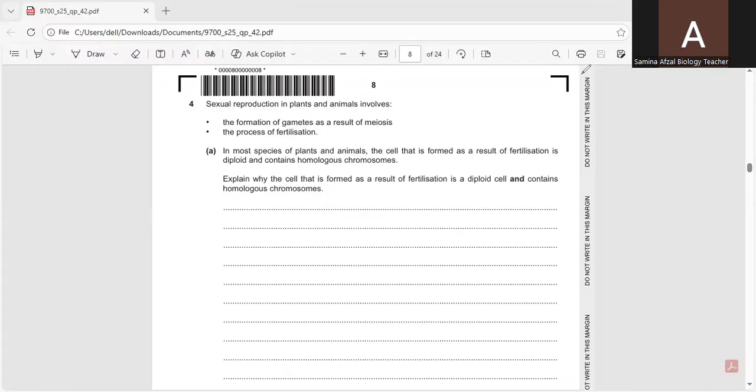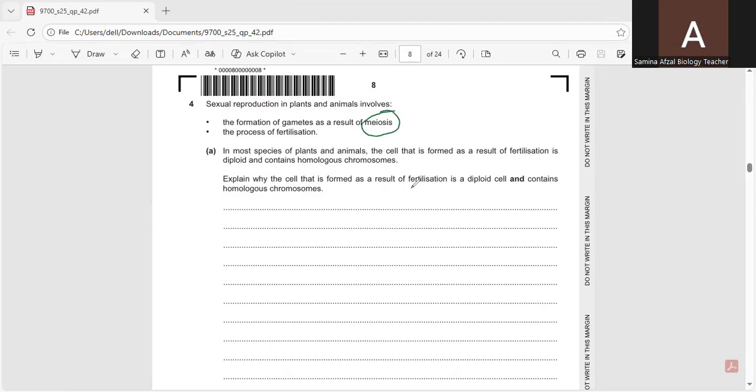Sexual reproduction in plants and animals involves the formation of gametes as a result of meiosis, and the process of fertilization. So the question is, in most species of plants and animals, the cell that is formed as a result of fertilization is diploid and contains homologous chromosomes. Explain why the cell that is formed as a result of fertilization is a diploid cell and contains homologous chromosomes.